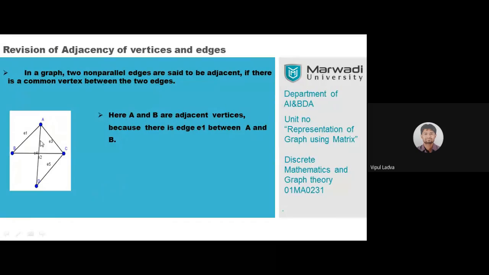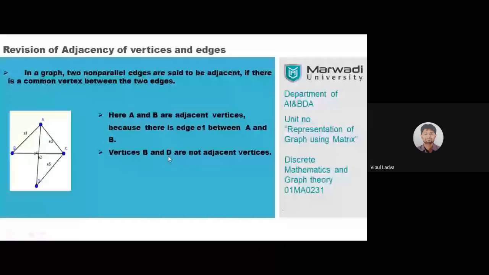देखिए A और B adjacent vertex है क्योंकि हमारे पास उन दोनों को कनेक्ट कर रही है एक edge है. Here A and D is also adjacent, A and C is also adjacent. Even B and C is adjacent. So adjacency of vertex, adjacency of edges क्या है हमको पता है?